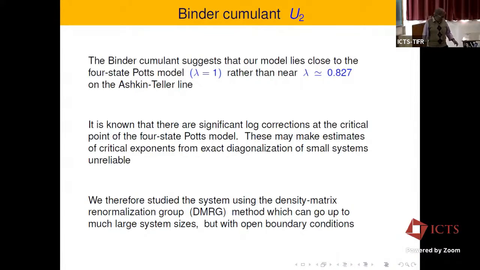Now this is something which Arnab Sen is an expert at. It turns out that very close to the 4-state model, there are very significant log corrections. They are both additive and multiplicative log corrections.